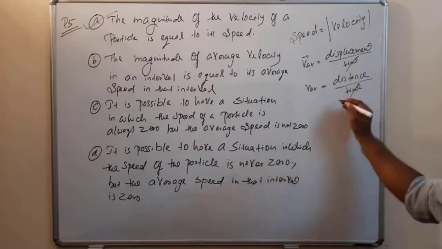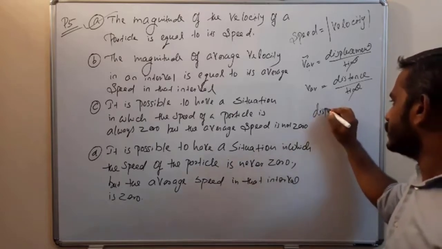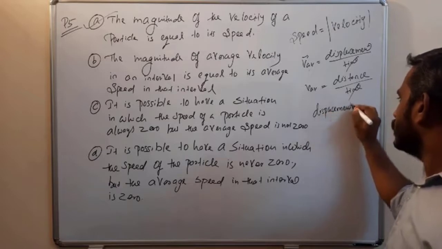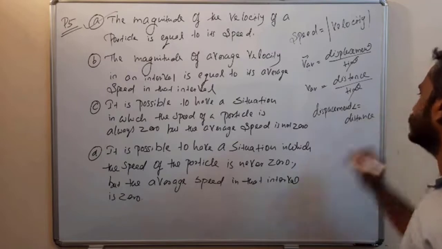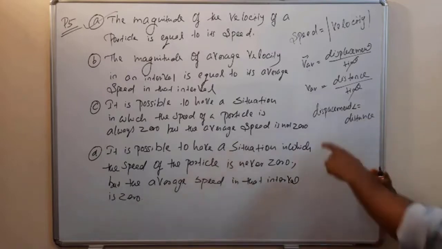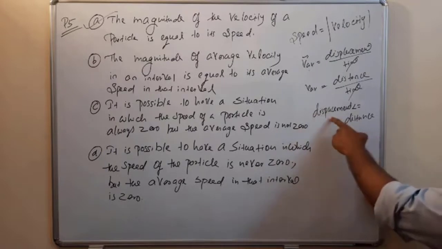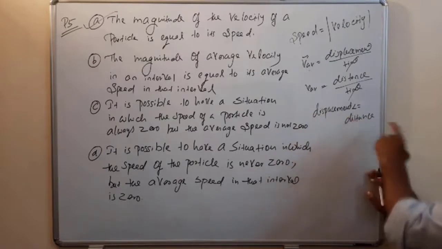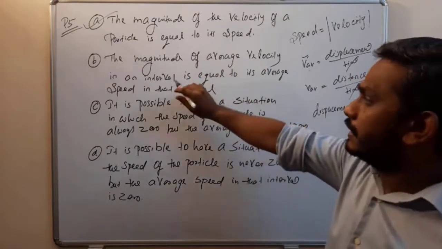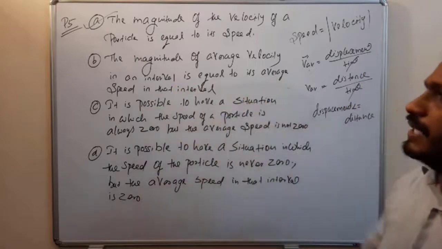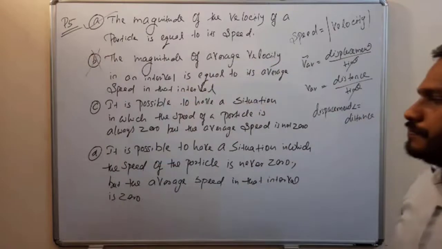Displacement is not always equal to distance. We studied that displacement is less than or equal to distance. We can't say that displacement is always equal to distance; displacement may be equal to distance or less than distance. So the statement that the magnitude of average velocity in an interval is equal to its average speed in that interval is not true.